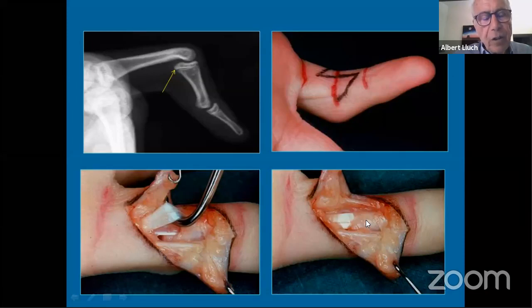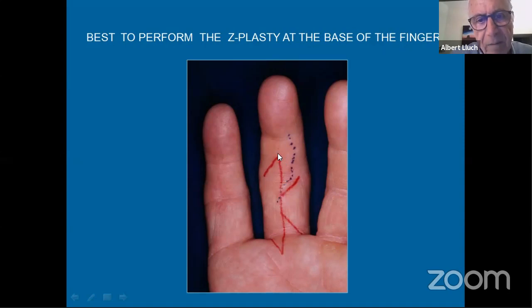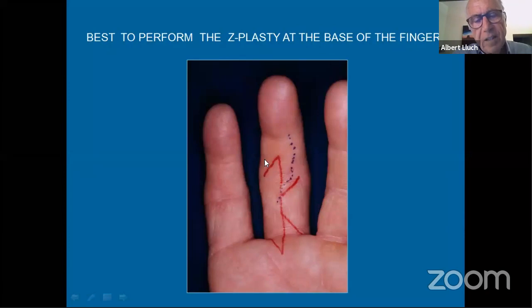But if you have an injury or a normal finger, it's very difficult to do a Z-plasty at the level of the PIP joint. Why? Because if you want to gain length of the skin, because there are lengthening Z-plasties, you have to get skin from the sides. You cannot do magic. If you want to gain longitudinally, you have to get it from the sides. That's why you should never do a Z-plasty at the DIP joint, because there is not enough skin from the sides, and it's very difficult at the PIP joint.